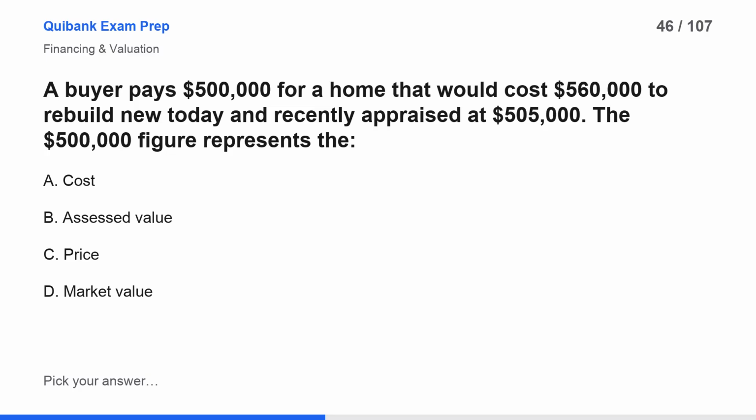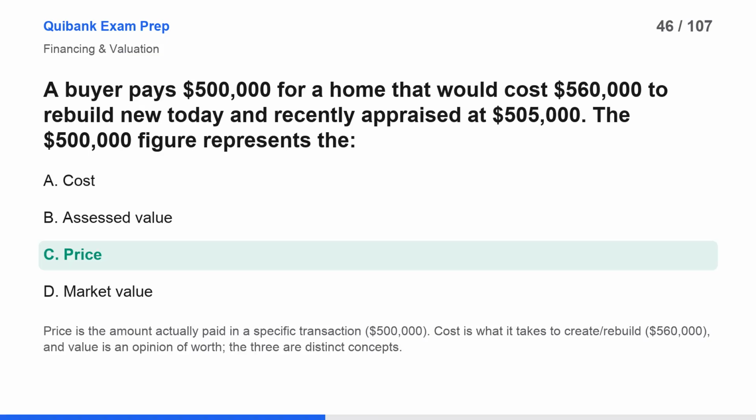Question 46. A buyer pays $500,000 for a home that would cost $560,000 to rebuild new today and was recently appraised at $505,000. The $500,000 figure represents the A. Cost, B. Assessed value, C. Price, D. Market value.